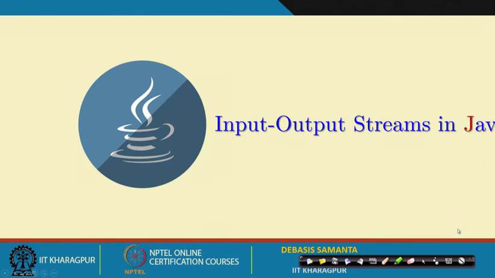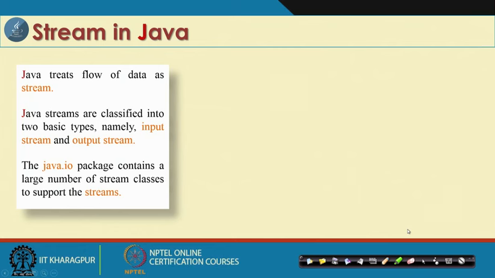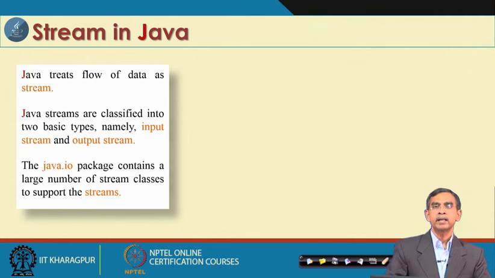This is particularly called the input output streams in Java. Now, the new term that you just heard is called the stream. The idea here is that Java treats any flow of data as a stream. Java streams are classified into two major categories: input stream and output stream.